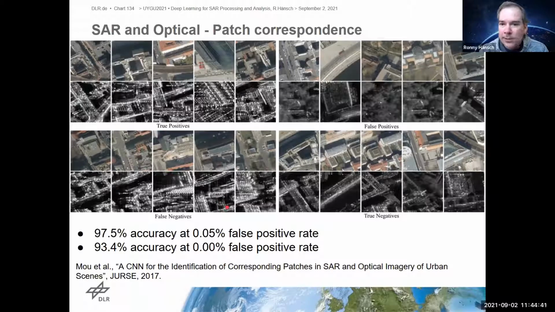So you can see it's quite challenging, right? Challenging, but actually it works quite well. So they really get a high accuracy with a low false positive rate. So this is working quite nicely. And of course, this was estimated on test data.